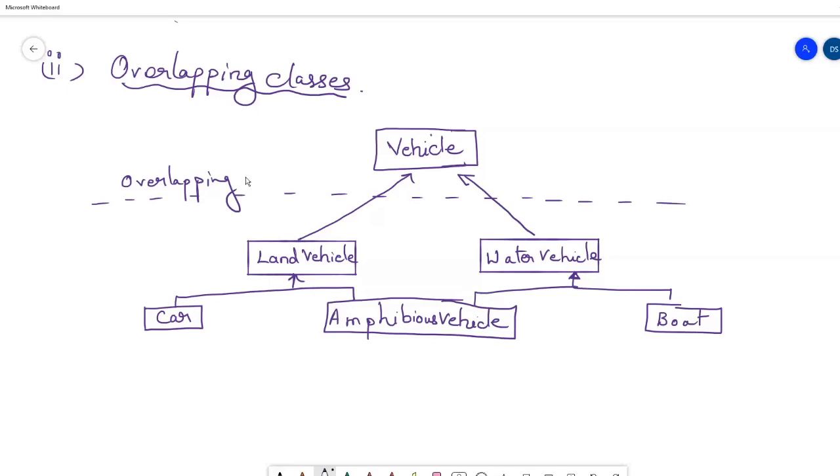So in overlapping classes, a class can occur in multiple places. Where we were talking about disjoint, an instance of a class cannot occur at the same time, but in overlapping a data sample or an instance can occur from more than one class, which creates noise in a data set.